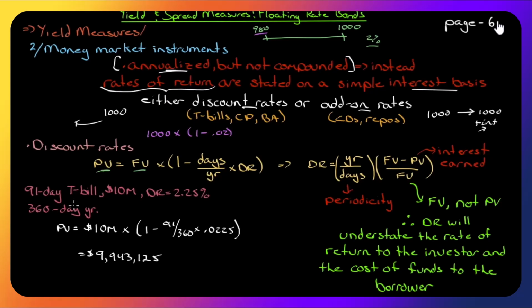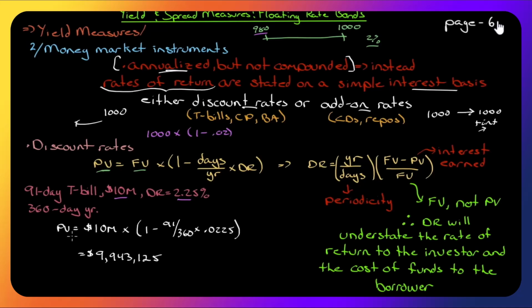Let's take a 91-day T-bill. It matures at $10 million. It's quoted at a discount rate of 2.25, and it's a 360-day year. See how messy this can get? It's not a 365-day year, it's a 360-day year. Now remember, we're going to use actual over 360 in this case, right?